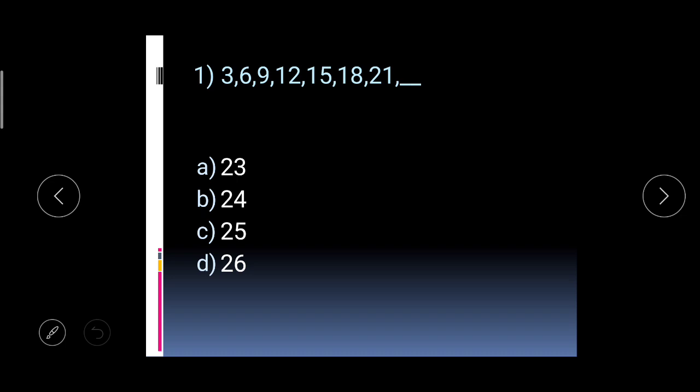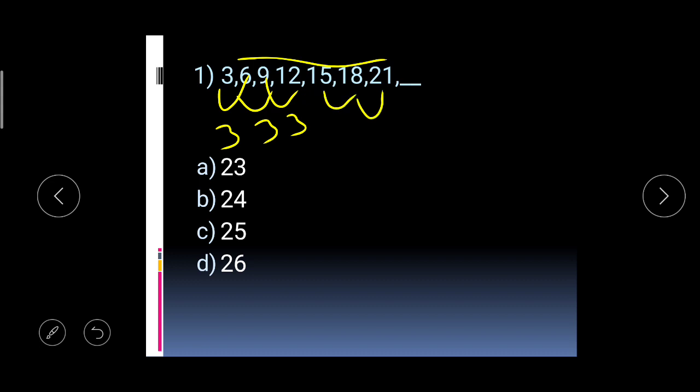My first series is 3, 6, 9, 12, 15, 18, 21. It is a very simple series. You can see the difference is 3, or one can also see it as the table of 3. 3 1 is 3, 3 2 is 6, 3 3 is 9, 3 4 is 12, 3 5 is 15, 3 6 is 18, 3 7 is 21, and the last one is 3 8 is 24. Or you can just add 3 and you will get 24. So, our answer is 24.